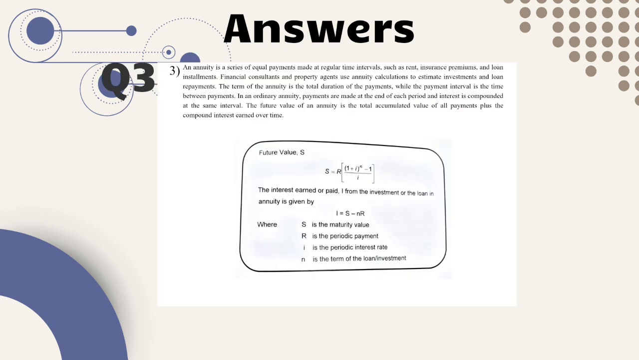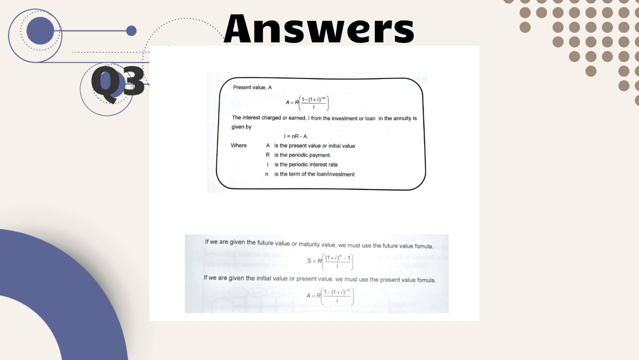Next, let's look at annuities. The definition: an annuity is a series of equal payments made at regular time intervals, like rent or loan installments. We are focusing on ordinary annuities, where payments are made at the end of each period. The future value formula, to find the total accumulated value over time, we use the formula below, and also the interest formula, to find the total interest earned or paid, we use the one below.